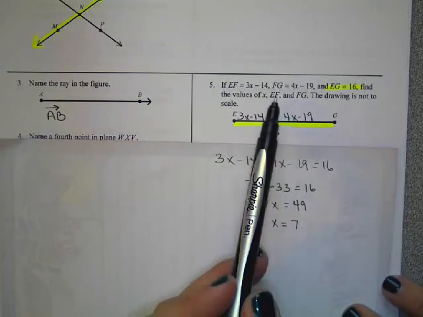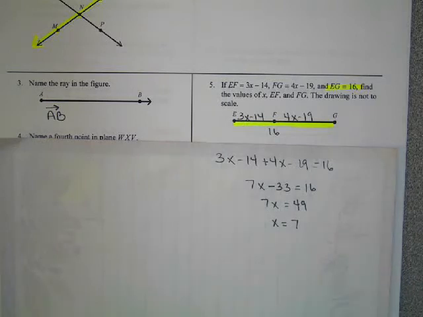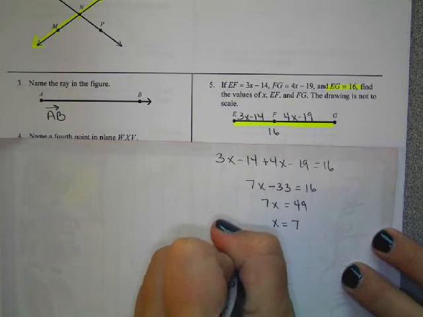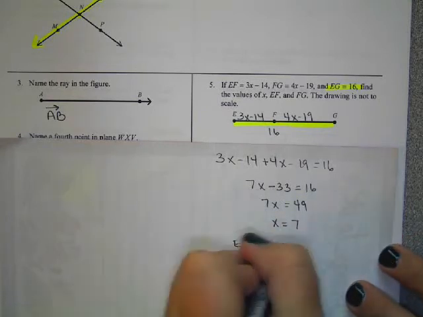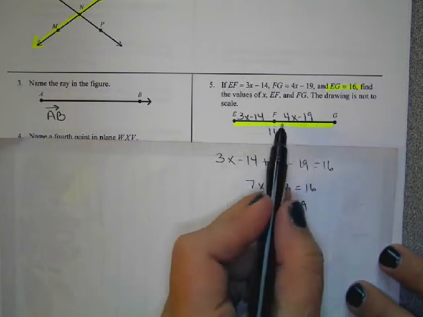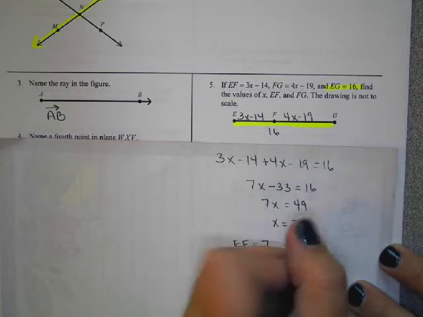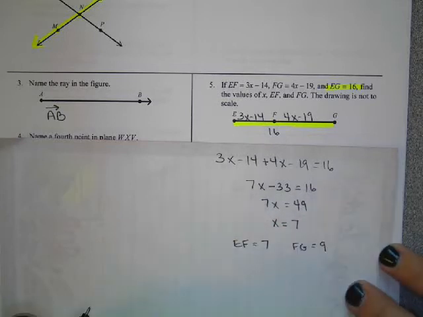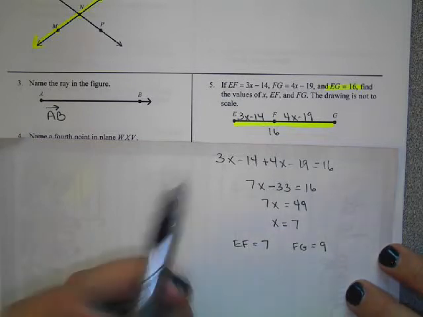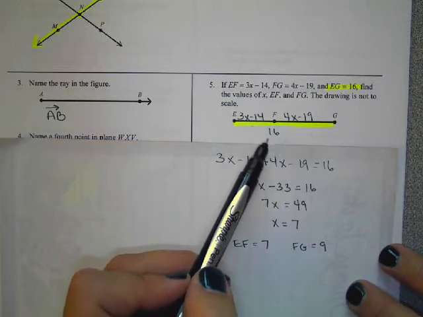We want EF, so 3 times 7 is 21, minus 14. So EF is 7. And then FG would simply be 4 times 7 minus 19, or 28 minus 19. So FG would be 9. So unless F is a midpoint, you cannot set these equal to each other. So since they gave us the entire length, combine them.